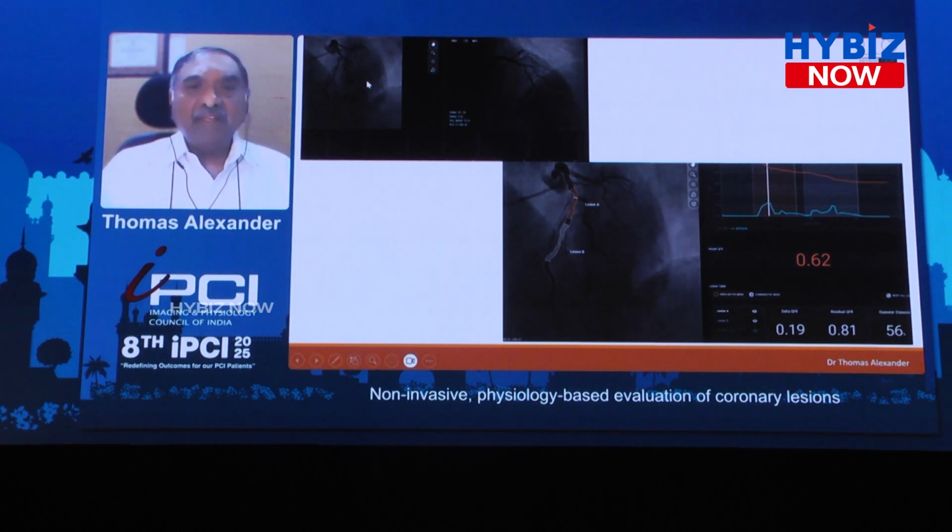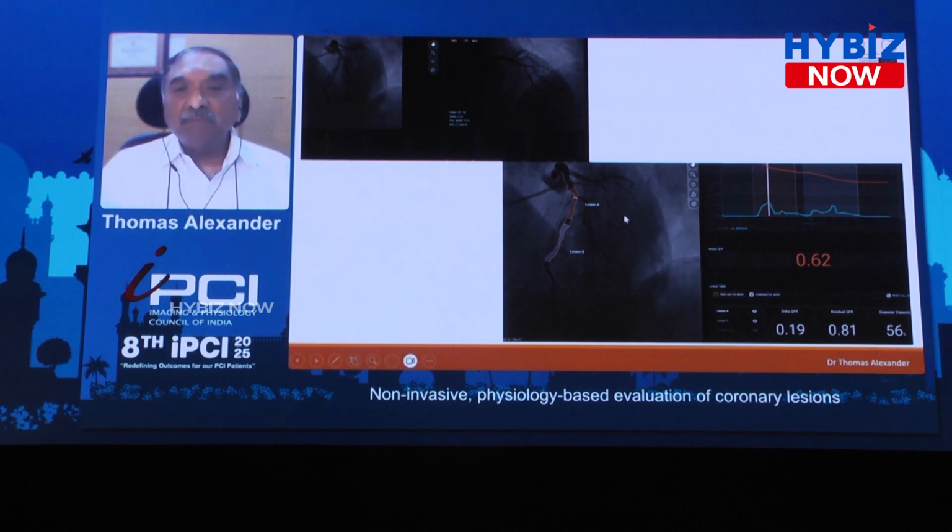Now this is an LAD in two different orthogonal views used for analysis. What is shown here are two lesions, lesion A and lesion B, with a vessel QFR of 0.62. It also tells you that if you were to address only lesion A, it will give you a residual QFR. In this example, the QFR is 0.62, and if you do only lesion A, you will come up to only 0.81.